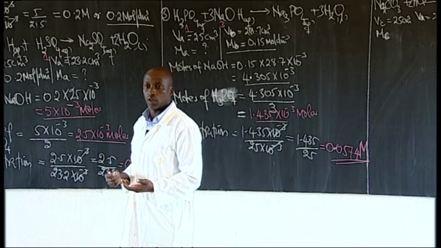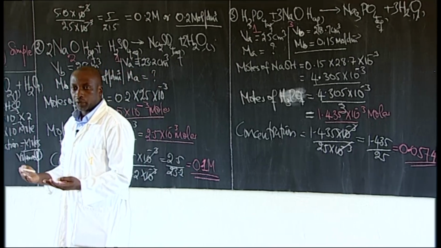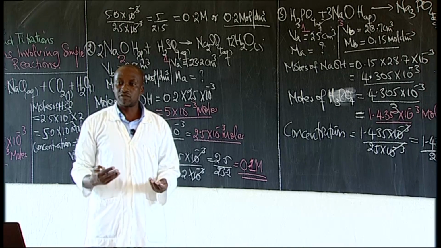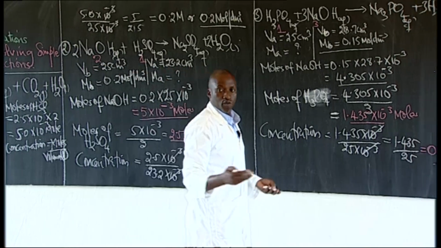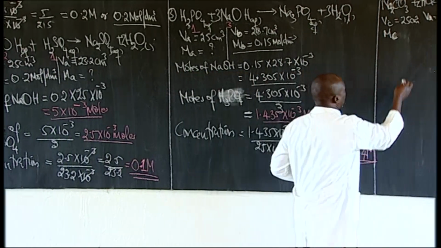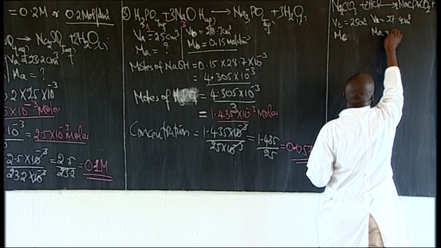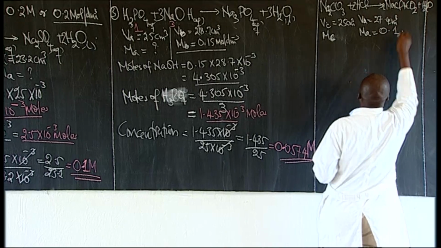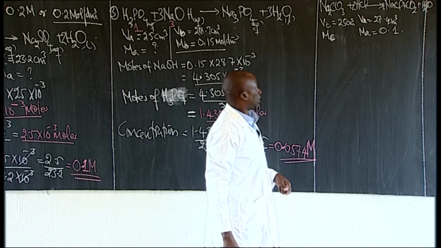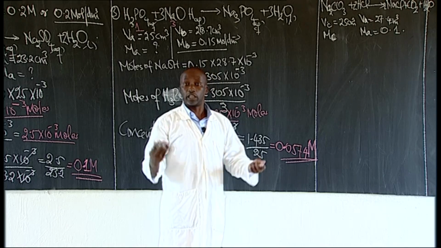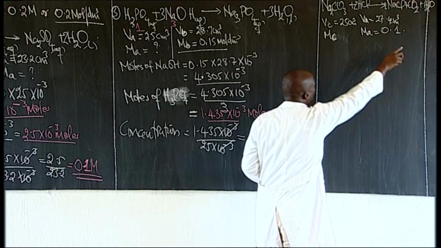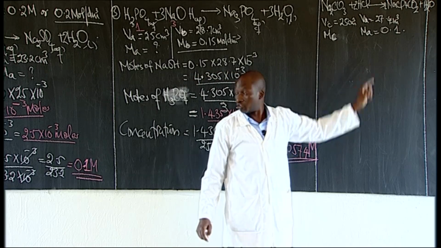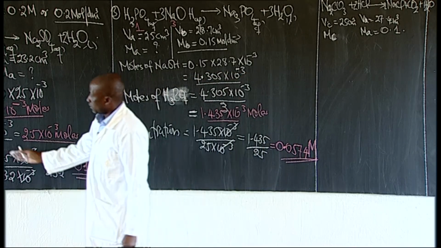Are we given the molarity of the carbonate? The molarity of the carbonate is not given. But we are given the volume of the acid that was needed. So the molarity of the acid that was required was 0.1. So here we don't have the molarity of the carbonate, so we need to find it out. First of all, you need to determine the number of moles as we did here.